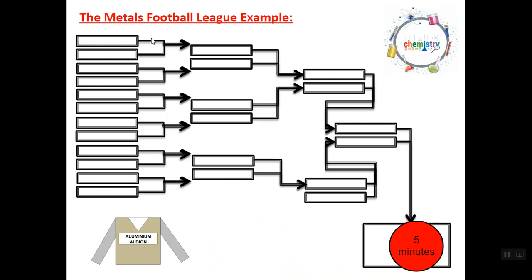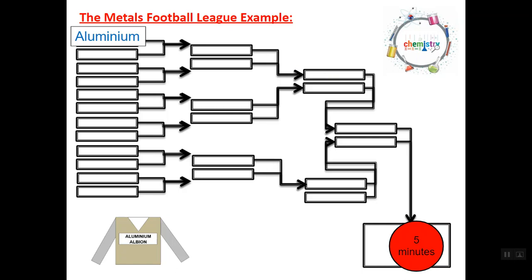So the first match, then you've got these lines. Who is the winner of the first match? And then two more teams can have a match with each other, and whoever wins goes here. And then these two will have a match, and whoever wins goes there. And it's just like a football league table.